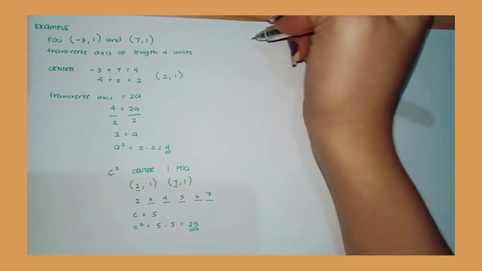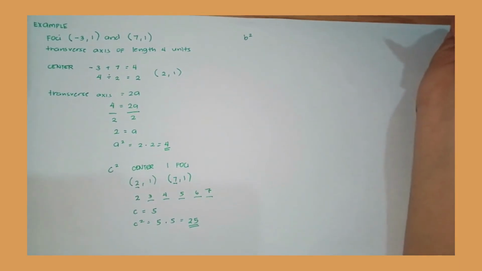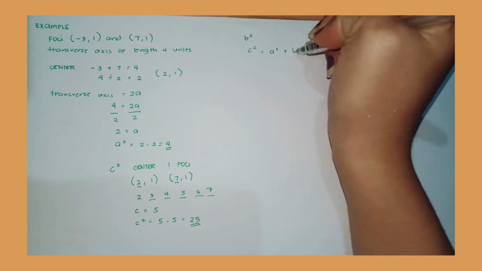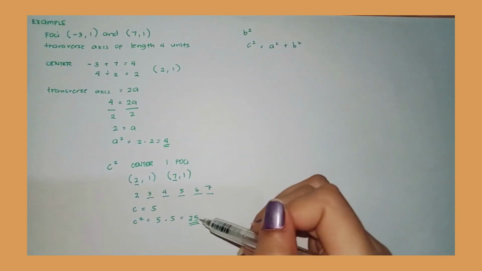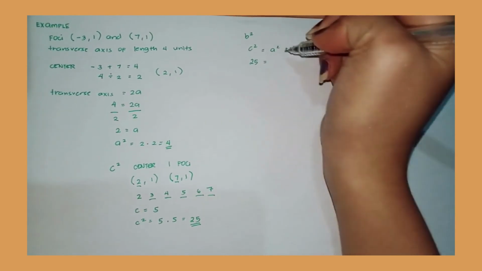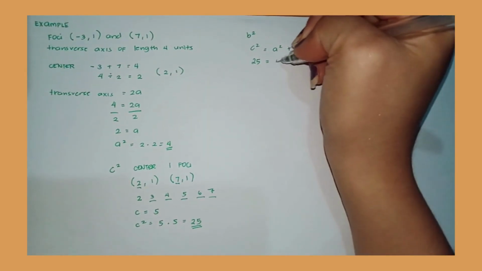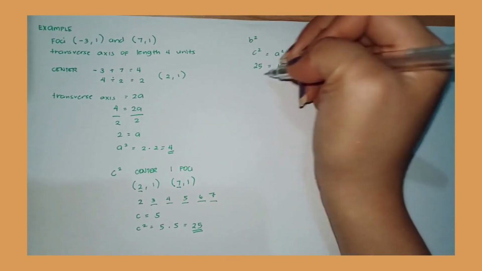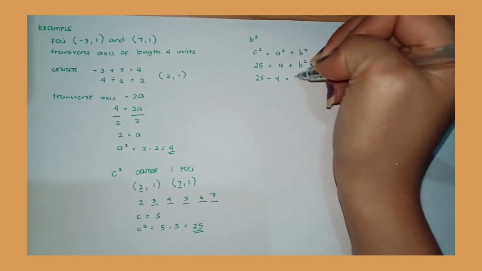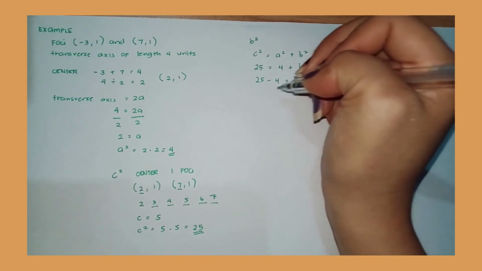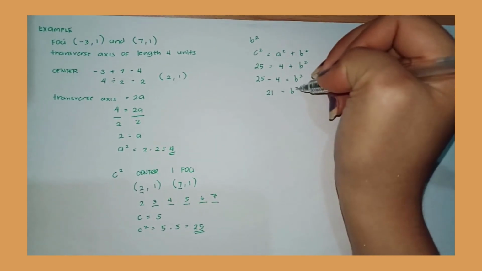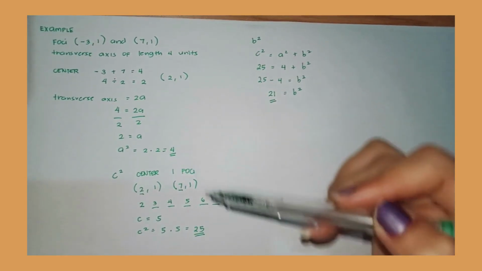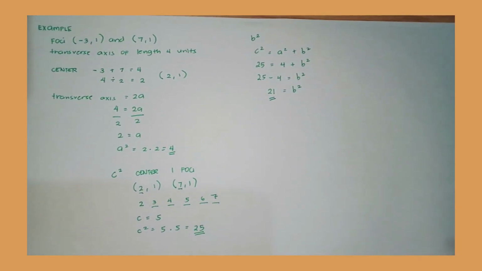Next, hanapin naman natin yung ating B squared. So, para makuha yung B squared, consider natin yung formula. C squared is equal to A squared plus B squared. C squared natin is 25 equals A squared natin is 4 plus B squared. Then, nililipat natin yung 4 sa kabila, magiging negative. 25 minus 4 is equal to B squared. 25 minus 4, that is 21. That would be our B squared. So, yung ating center is 2 and 1. A squared is 4. C squared is 25. B squared is 21.